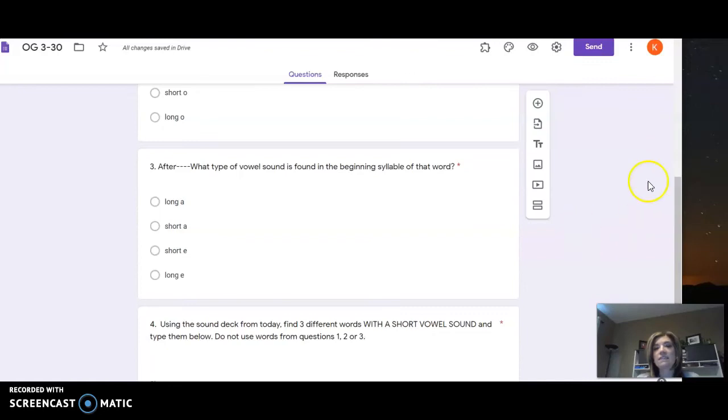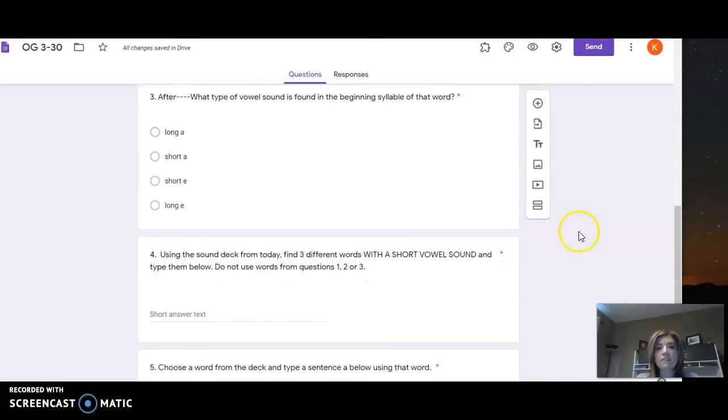Number 3 is asking us about the beginning syllable. What kind of vowel sound is in the beginning syllable of this word? So again, beginning means first. Clap out this word and see what kind of vowel sound you hear at the beginning.